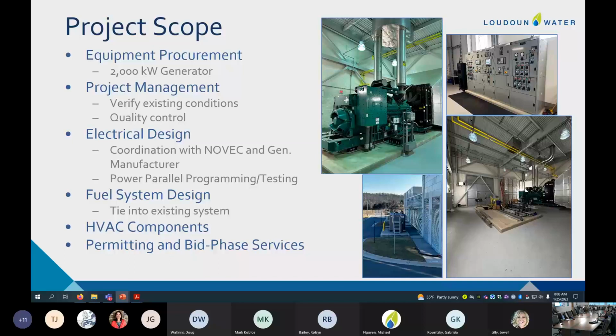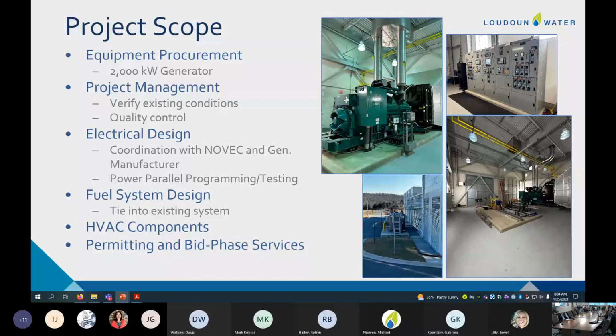The fuel system, we currently have a fuel tank, and we're going to reuse that, but we're tying into it, so therefore we have to coordinate with the manufacturer of the fuel dispensing system, and we're installing a day tank, and so therefore we have to make sure that all that is talking to one another.